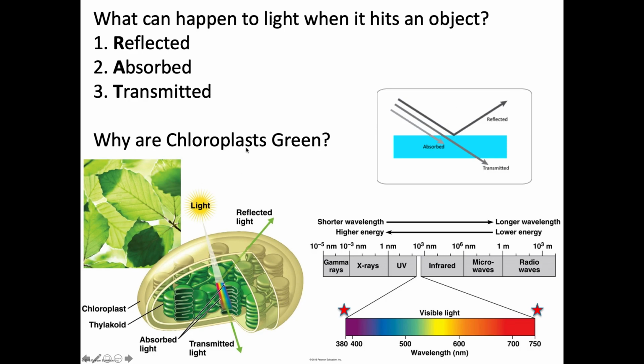So why are chloroplasts green? Why do we see leaves as being green? Well, what's happening is the wavelength that is responsible for the green color is being reflected. It is not being used by photosynthesis, where the other wavelength colors are being used by photosynthesis. So if green is not being used, it's being reflected. It's kind of like if I'm wearing a red shirt.